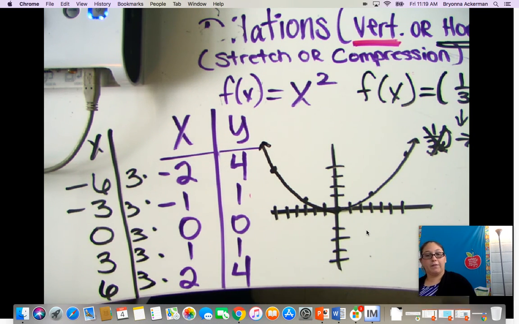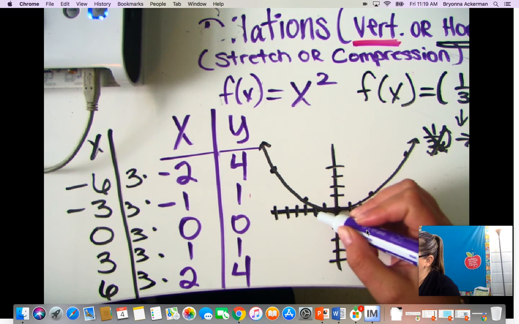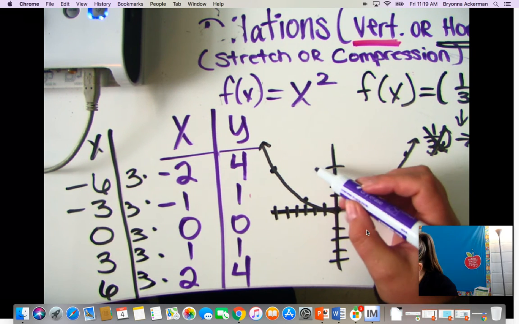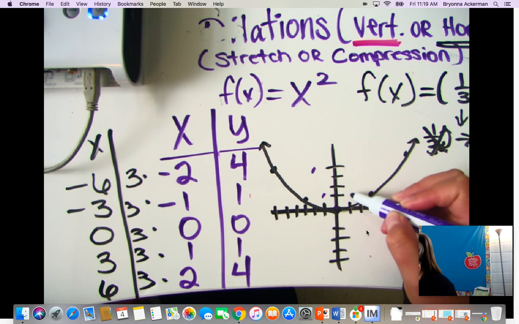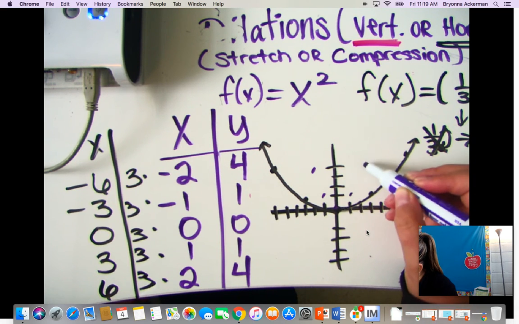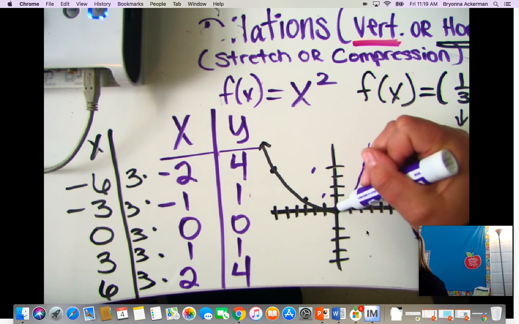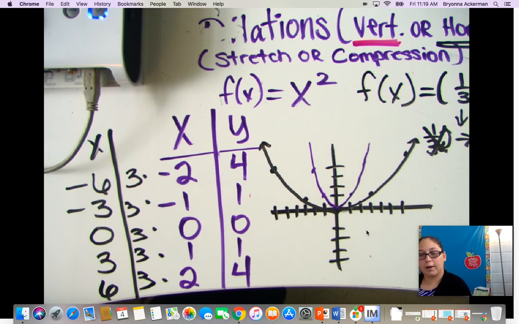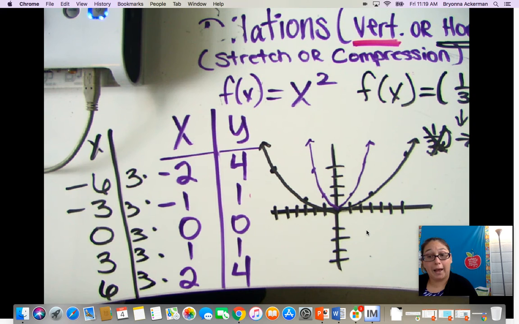And if I compare that to the original parent function, I'm just going to do it really fast again. So -2, 4, -1, 1, 0, 0, 1, 1, and 2, 4. So my original is right here in purple. That's my parent function. So what happened? It got way wider.